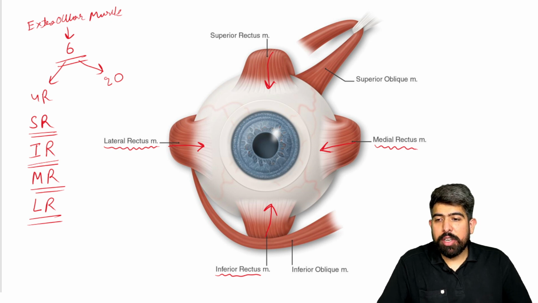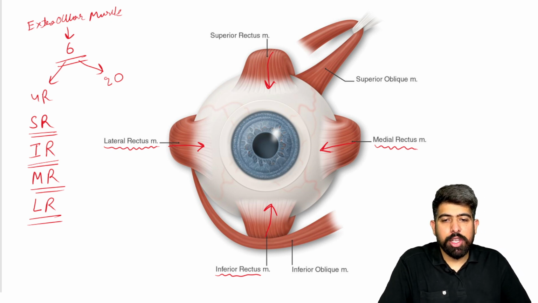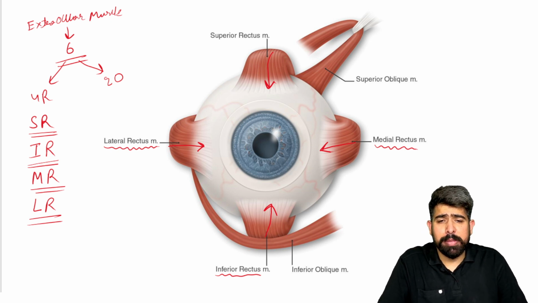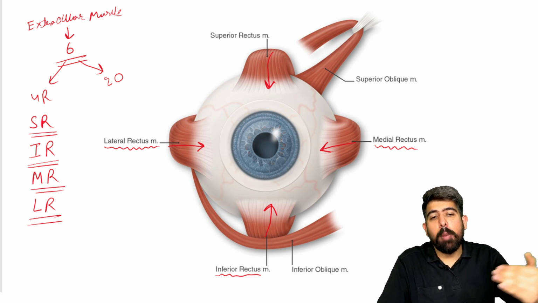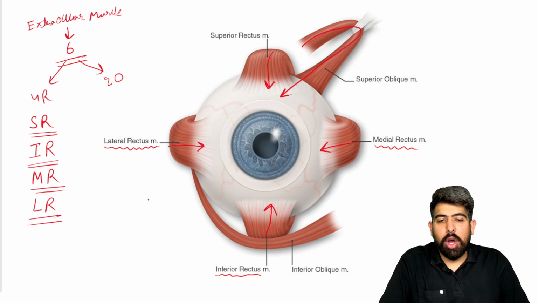Let's start. We are talking about the oblique muscles. So this was the four rectus muscles, and now these two oblique muscles are there. Why is it known as oblique muscle? Because their attachment is oblique. You can see this muscle is coming like that, and they attach to your eyeball obliquely.